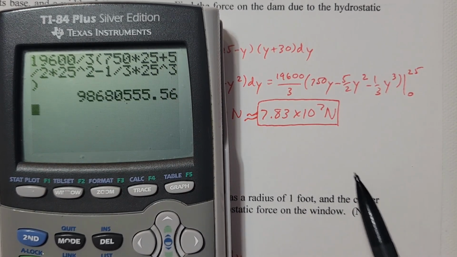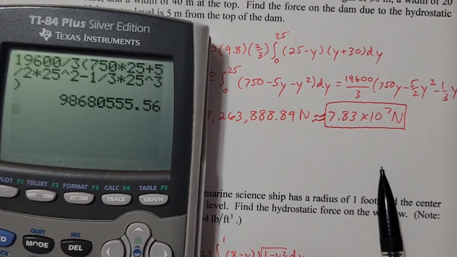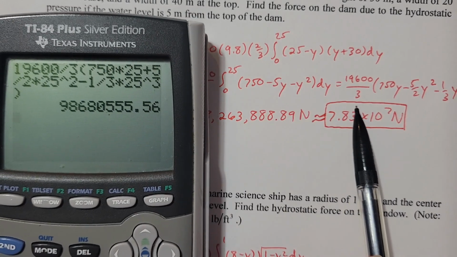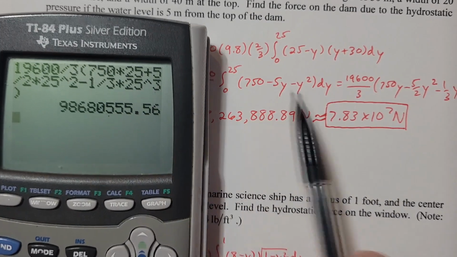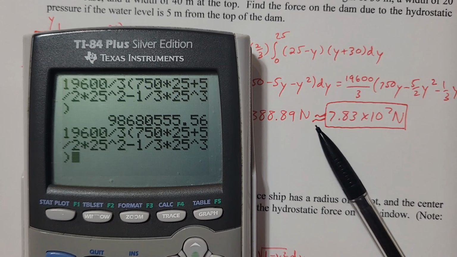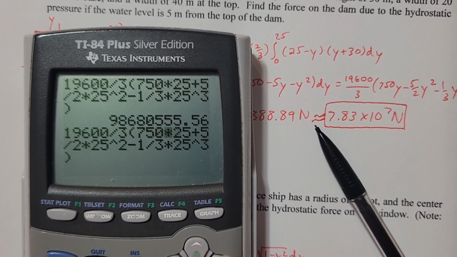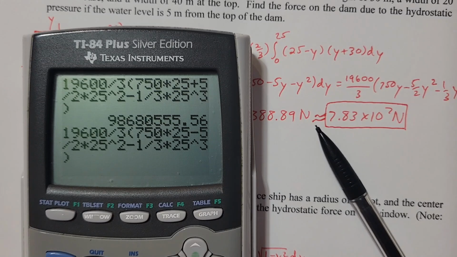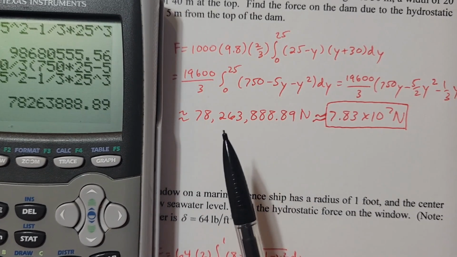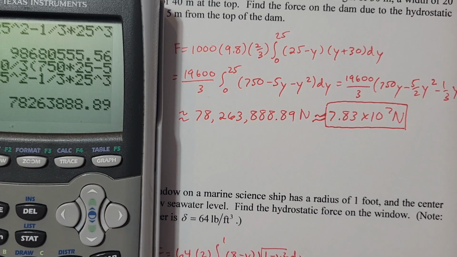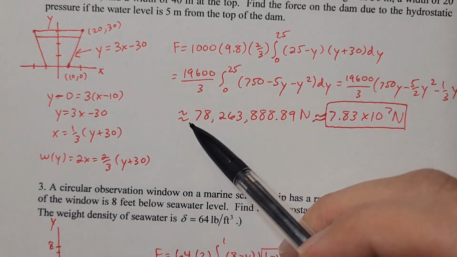Okay, and that's going to give me, let's see, I'm not getting the right answer. So where did I go wrong here? Oh, it's a minus 5/2. Sorry about that. So you got a minus 5/2, and there we go. Okay, so here's the answer that I'm getting. This is in newtons. So 78,263,888.89 newtons. That'd be the answer, and that's an approximation also. So I'm using the approximation sign here when I give the answer.